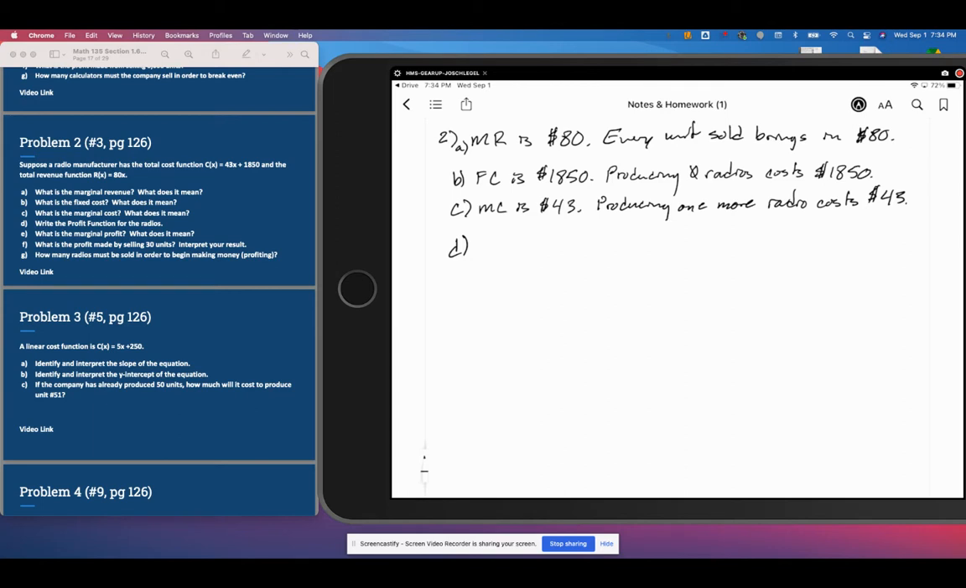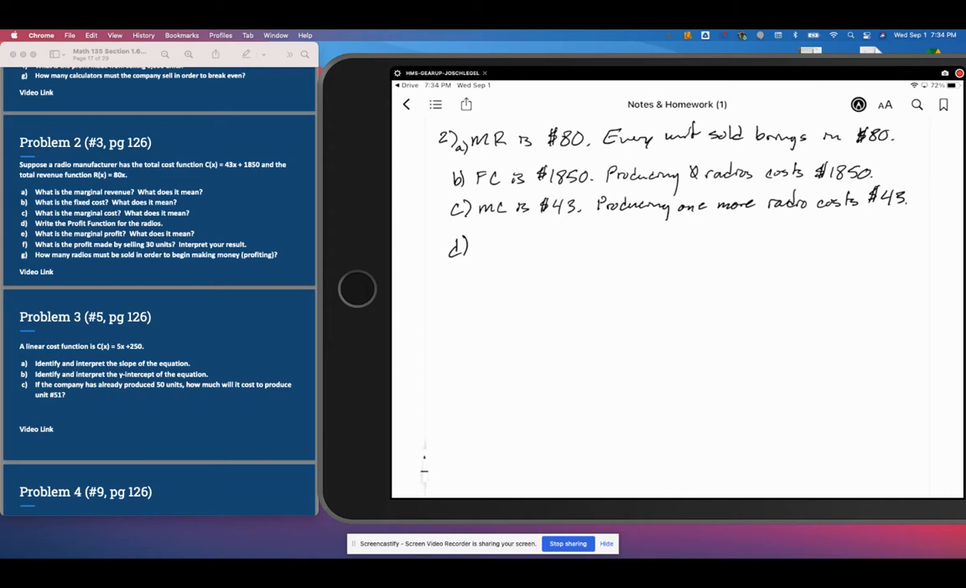Fixed cost is 1,850, and I wrote that producing 0 radios costs 1,850. That's because before one radio is even produced, the fixed cost, like buying the materials, keeping the lights on, turning on the heater, that sort of thing, costs the company $1,850. Marginal cost is $43, meaning that the cost to produce one more radio is $43.